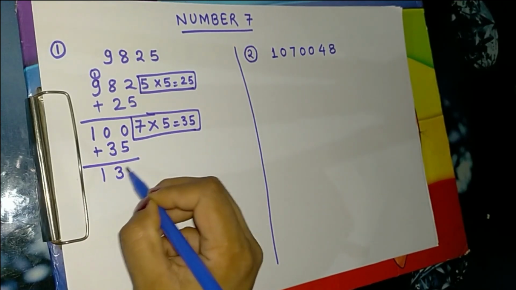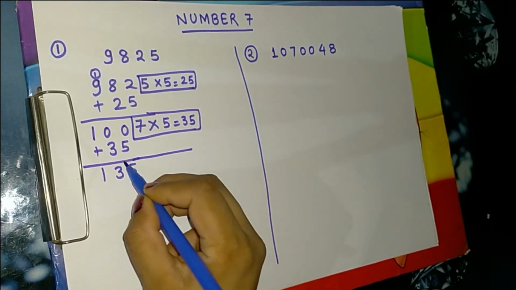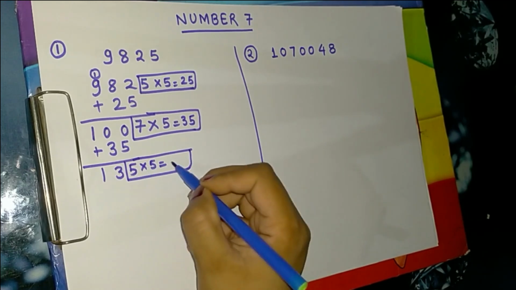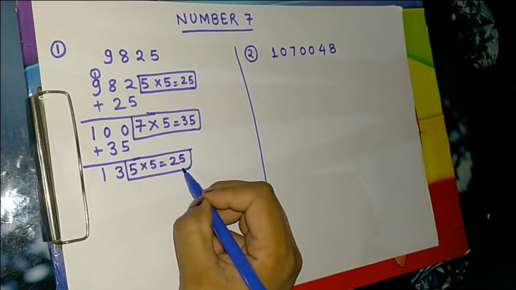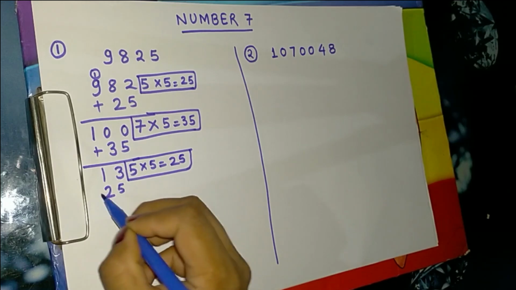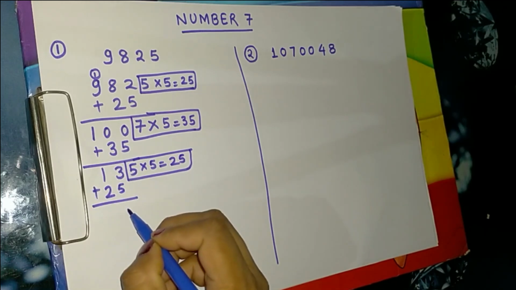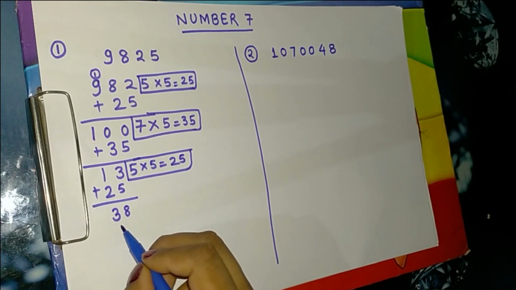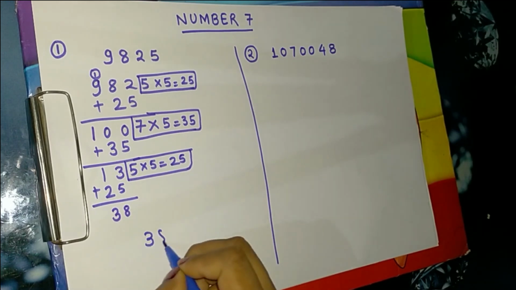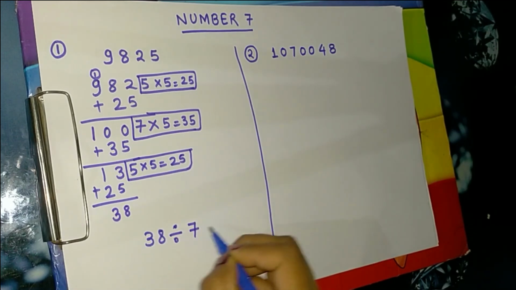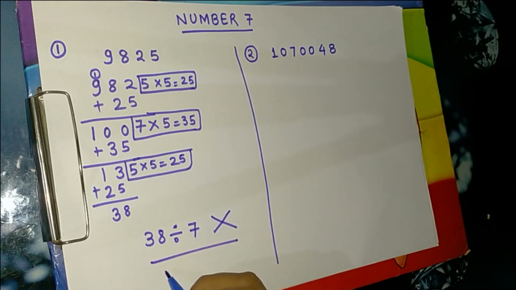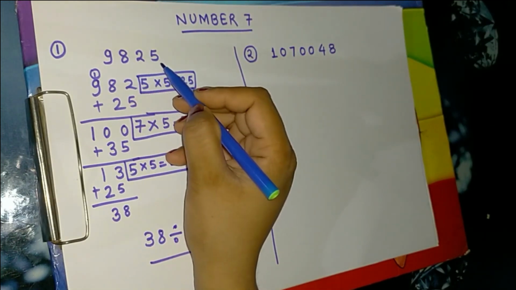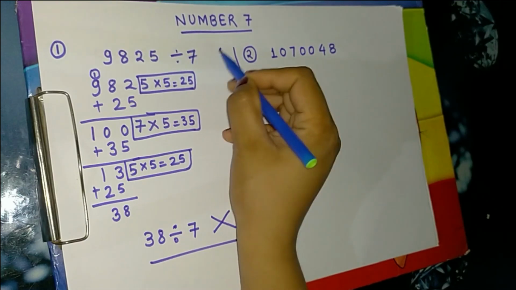Here it is 135. Again we need to multiply the last digit of this number. So here 5 cross 5 is 25. We need to add this 25 here. So here 3 plus 5 is 8, and 1 plus 2 is 3. So the last two digit number is 38, and we know that 38 is not divisible by 7. So we can say that this number 9825 will also not be divisible by 7.